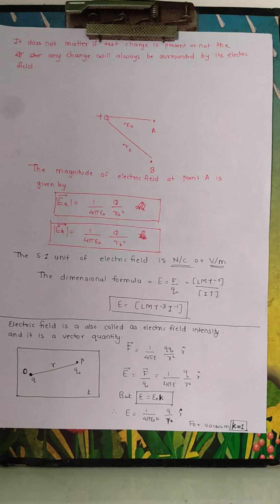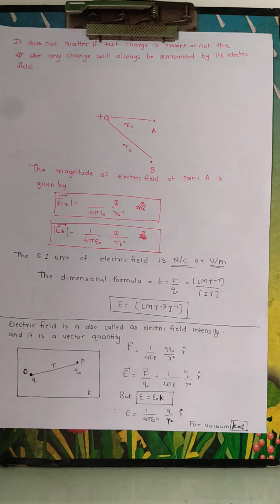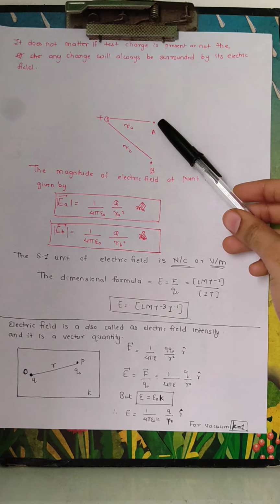Now the same case is taken here. There is a charge plus Q and we know that this charge plus Q is going to have its own electric field around it. And if point A and point B are the points which are present in the electric field of the charge q, we have to find the magnitude of the electric field at point A and point B.